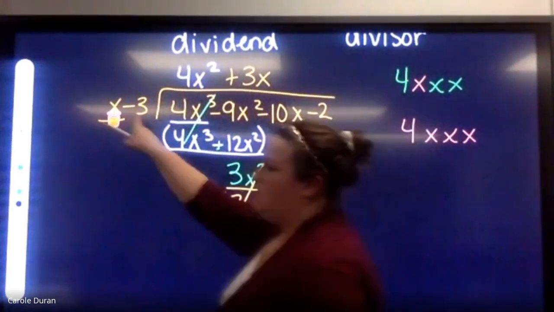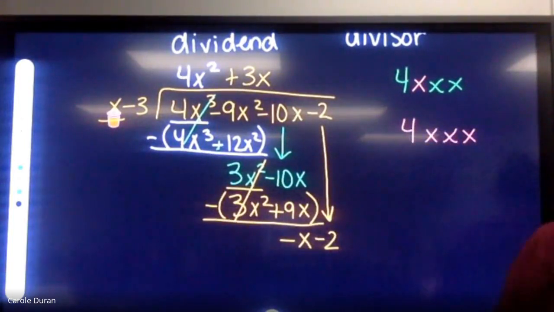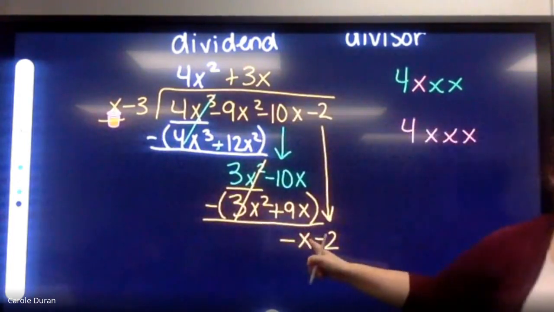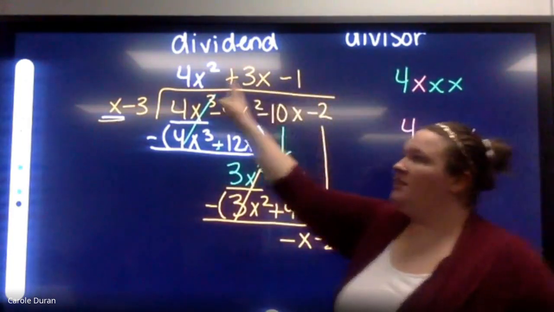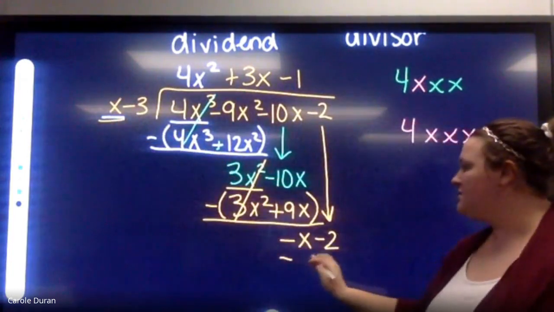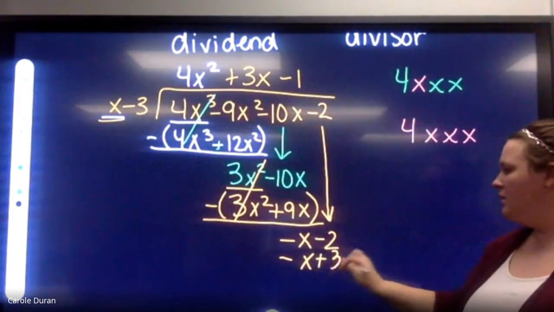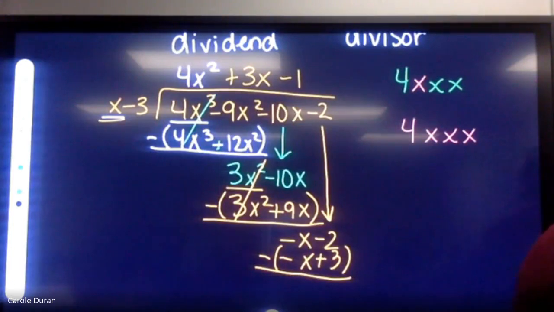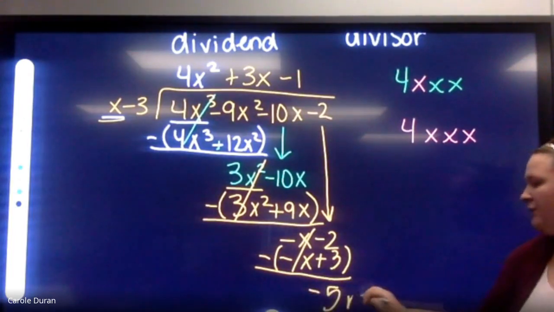3 times a negative 3 is negative 9, and then double negative became positive. And then I repeat it one more time. How do I get from x to a negative x? Negative 1. So then negative 1 times x is a negative x. Negative 1 times a negative 3 is a positive 3. Put it in parentheses and subtract. This zeroes out. I get negative 2 minus 3 is negative 5. And this is my remainder.